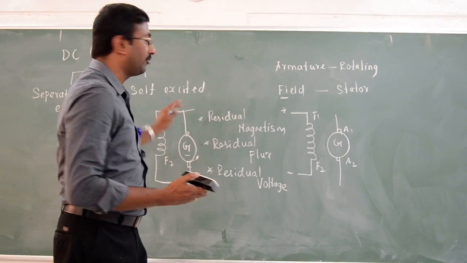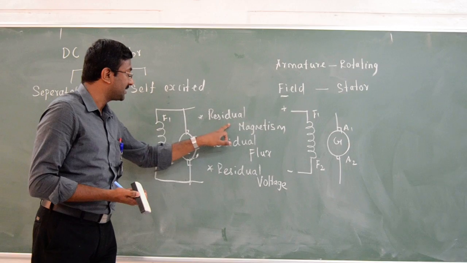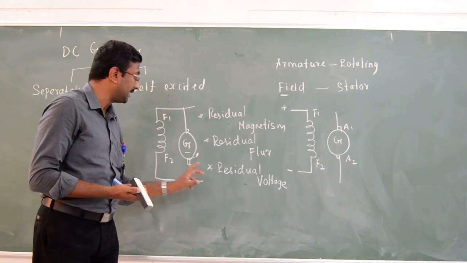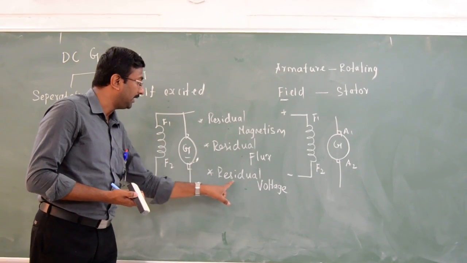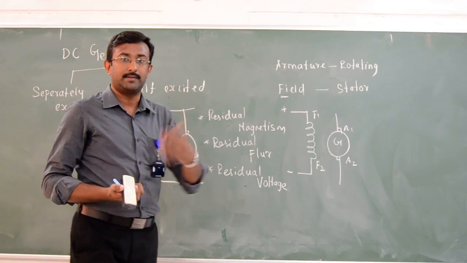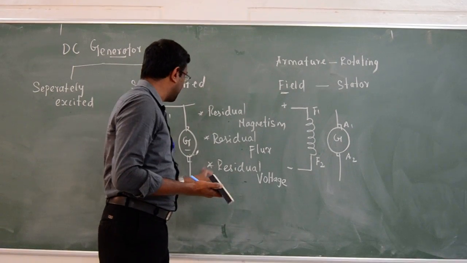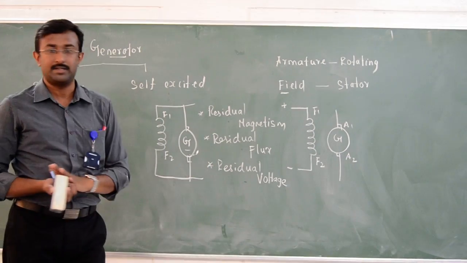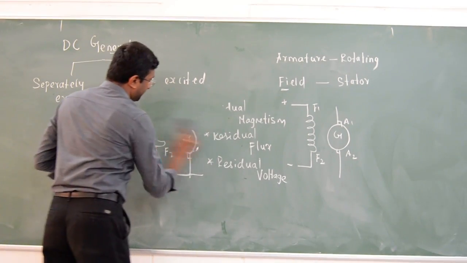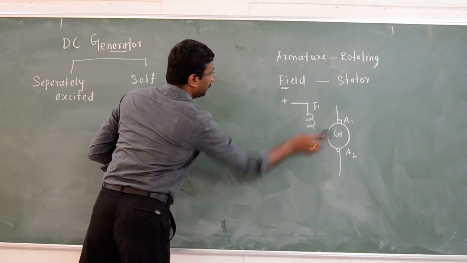So this is the working of a self-excited generator. We have three properties: residual magnetism, residual flux, and residual voltage. At the time of starting, the field excitation is given only at the voltage level of the residual voltage. Then the voltage builds up gradually until the output voltage of the generator reaches the rated voltage. This is the working of a self-excited generator. Based on the type of connection of the field, the self-excited generator is classified into three types.